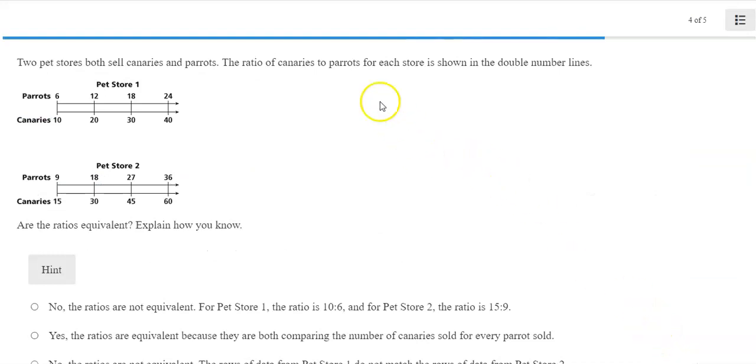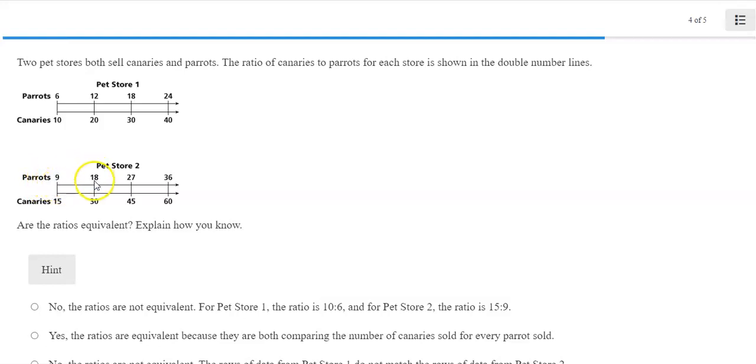Number 4, which is number 6 in your book. 2 pet stores both sell canaries and parrots. The ratio of canaries to parrots for each store is shown in the double number lines. So we have it right here, and we're going to see which ratio is equivalent. If you see at pet store number 1, we have 6, 12, 18, 24. Let's look down here to see if we have any matching numbers.